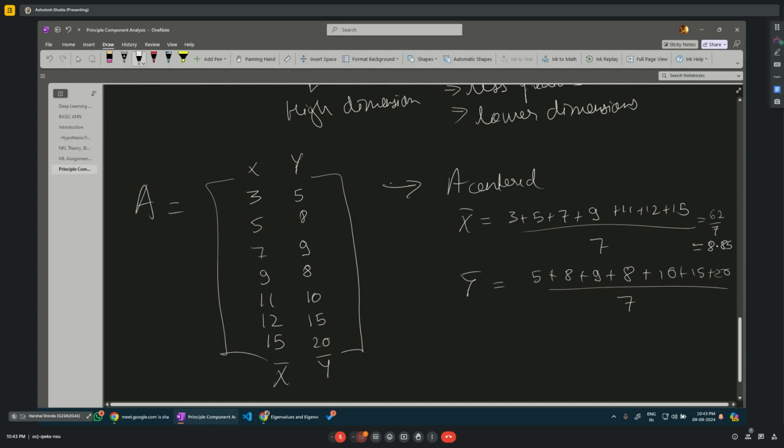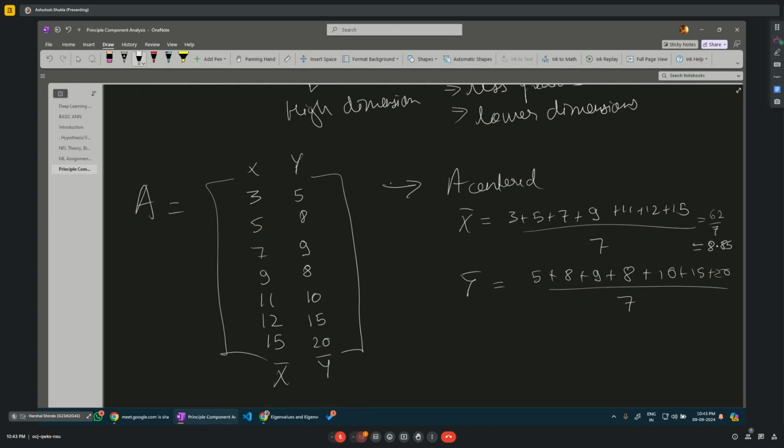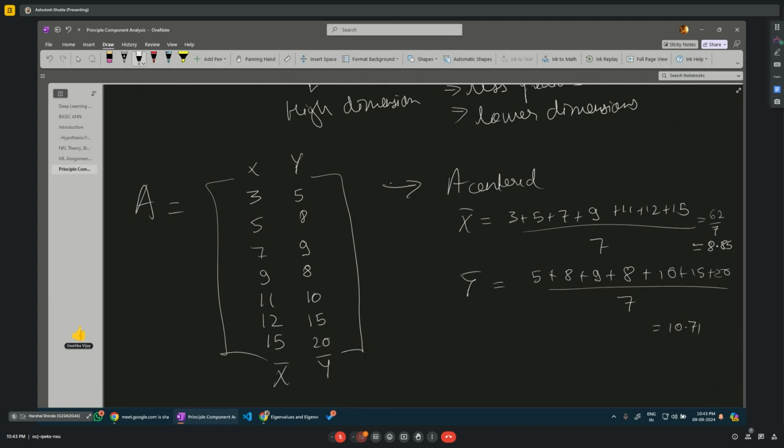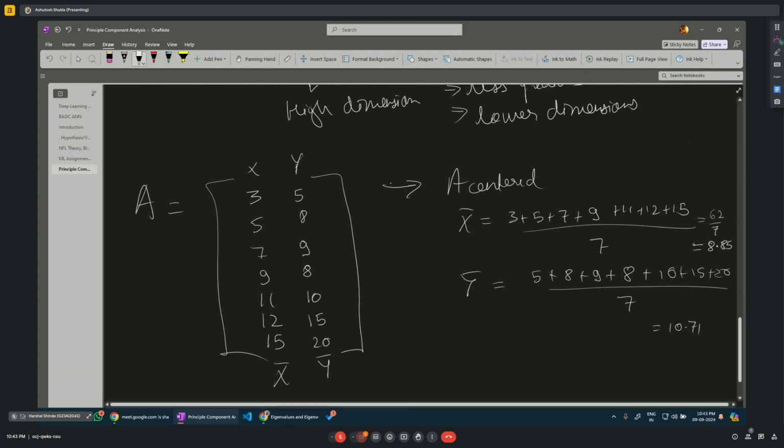That is x bar. And y bar is going to be 5 plus 8 is 13, 22, 30, 40, 55. 10.71 will come, sir. 10.71. Sure? Okay, so this is y bar and x bar for us.